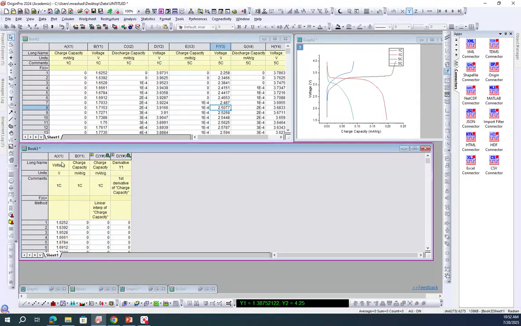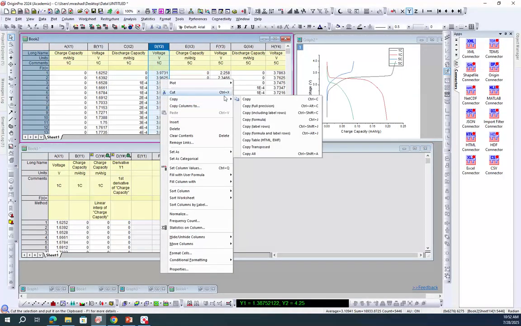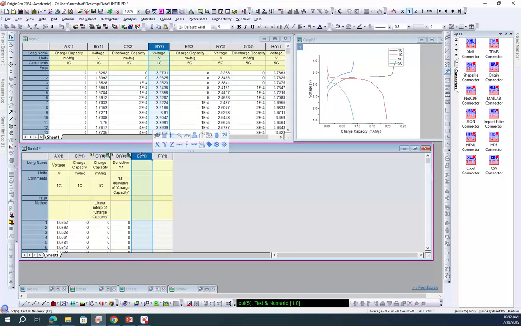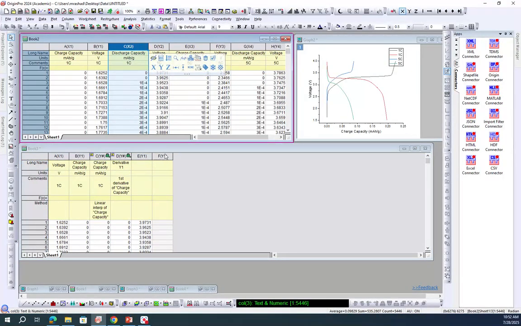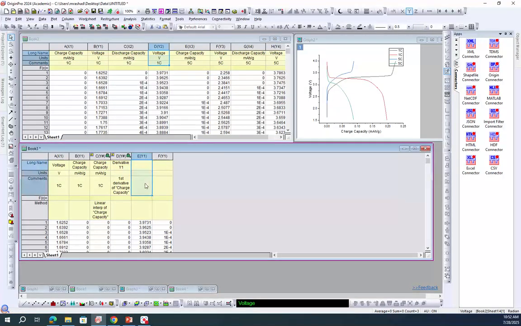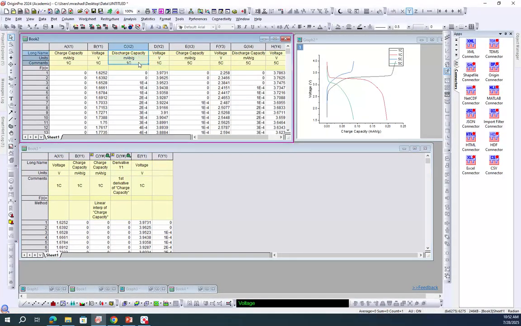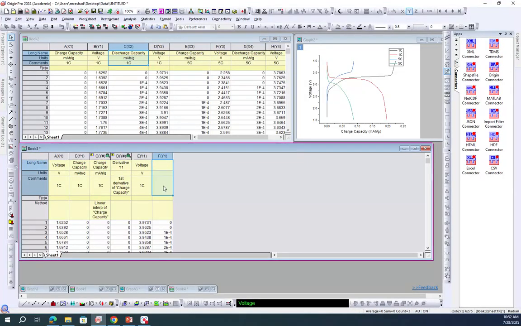So we have done the charge process, and for the discharge capacity first we need to add a column. So again, first voltage, copy, Control V, and then capacity, copy, Control V, and you have to copy the information. This is the discharge capacity. So the voltage is set as the x-axis like I did here for the charge process.